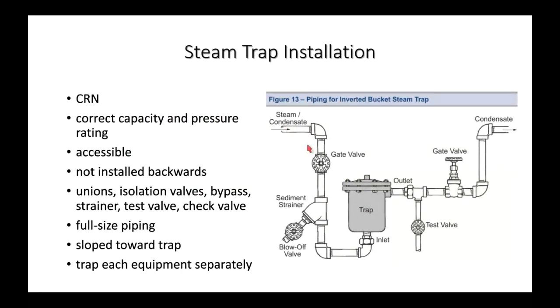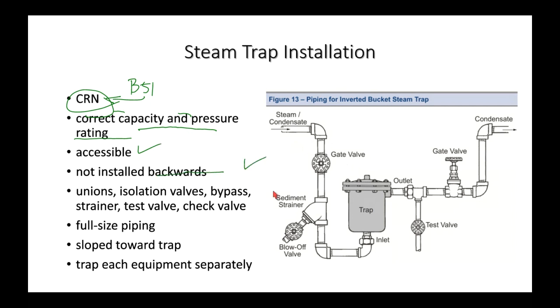So how do we install them? First of all, what we need to know is that every fitting that we install in a piping system, according to the CSA B51 code, has to have a CRN. And of course, they have to have the right capacity, and they have to have the proper pressure rating and temperature rating. They should be accessible for maintenance.